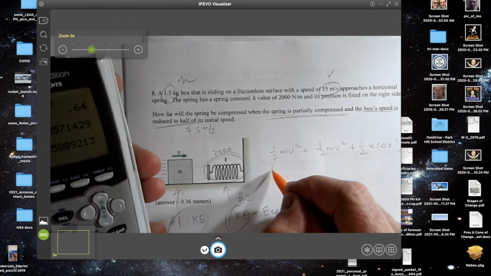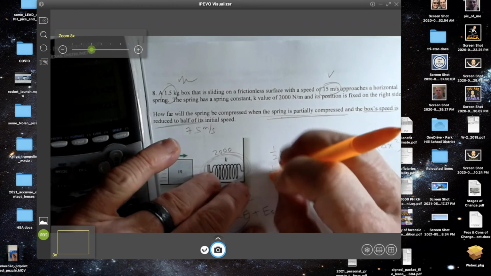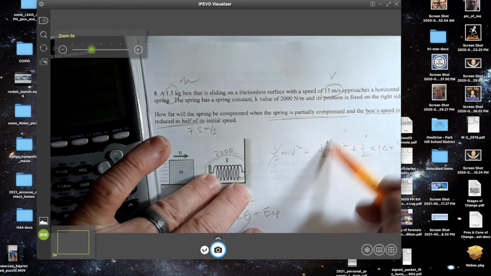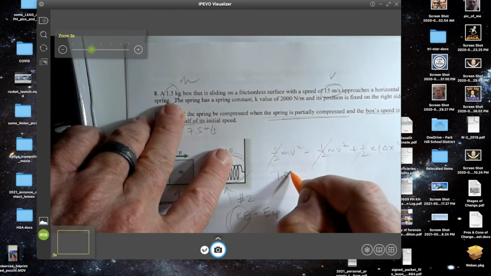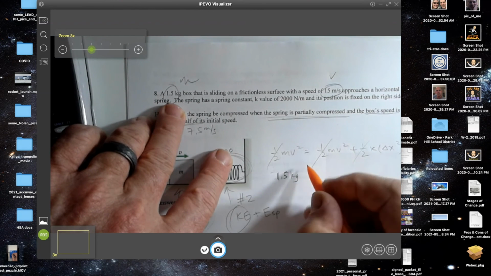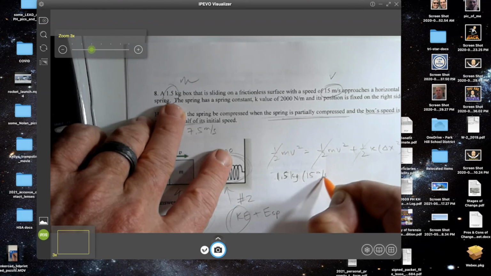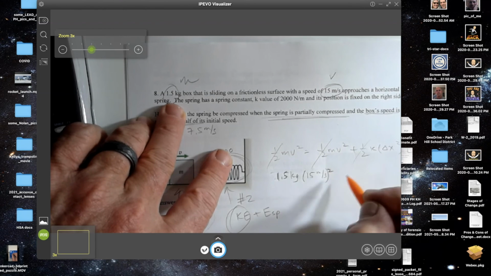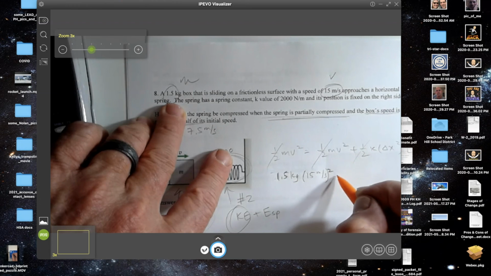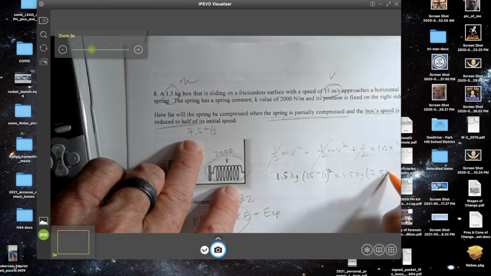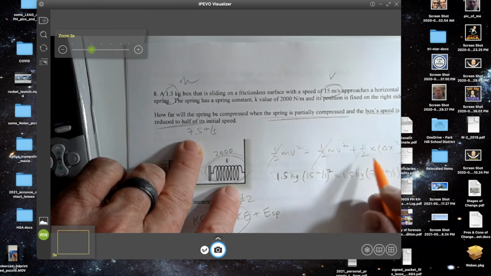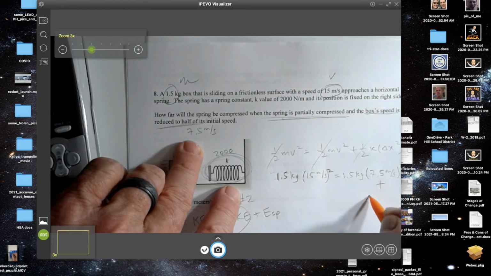All right, so we would have 1/2. Now notice we have a half in every term, so it cancels. We have the mass, 1.5 kilos, times the velocity, 15 meters per second, squared, equals 1.5 kilos times the new velocity squared, plus then 1/2 k, the half's gone, k is 2,000 newtons per meter, times the delta x squared.